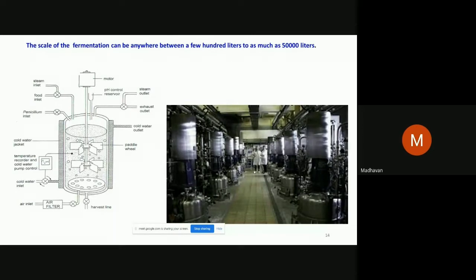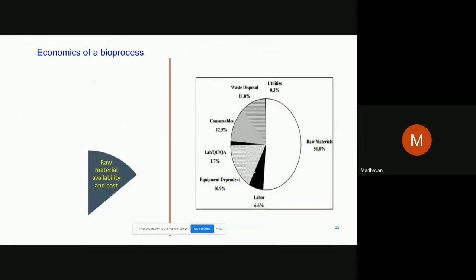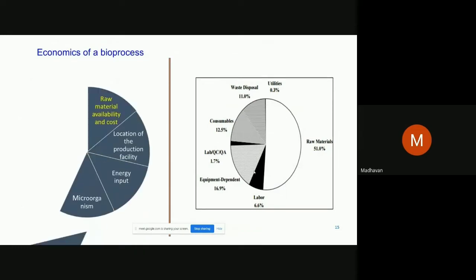The scale of fermentation can be anywhere from a few hundred liters to as much as 50,000 liter fermenters. This is one advantage of going for a microbial system. You can grow the cultures in such a huge mass and get the enzyme product, whatever is required. If you look at plant or animal sources, such facilities are not there, and that is why we look for the fermentation route, the microbial based enzyme. So now let's come to the economics.